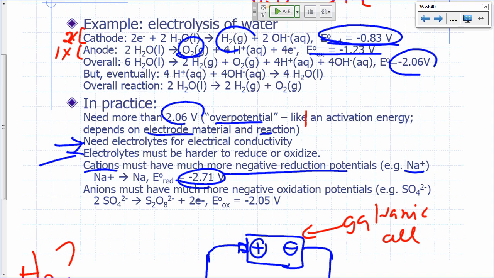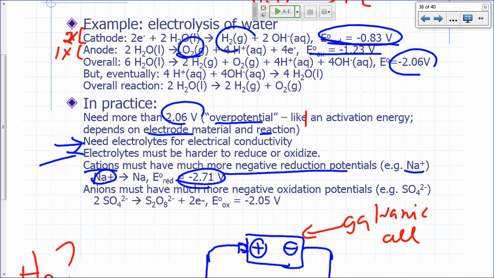So more negative reduction potential means less tendency to get reduced than water, right? So in this case, we can use sodium ions as the cations for our electrolyte. That would be a good ion to use.